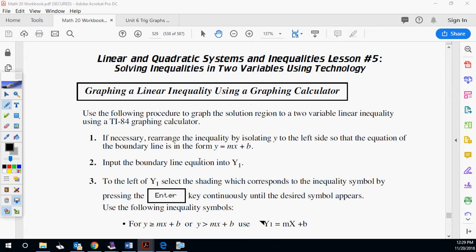Unit 6 lesson 5. So we're doing what you did yesterday, but I'm going to show you how the calculator can do it for you too. So the other side of it, so you can use your calculator effectively. Use the following procedure to graph the solution region to two-variable linear inequalities.